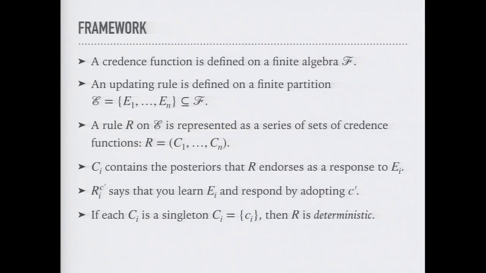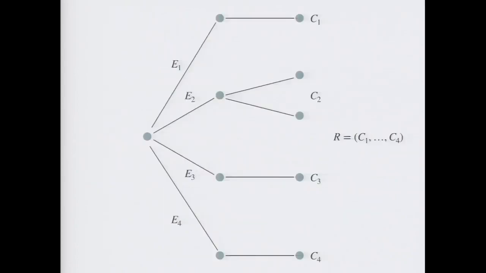And so what it means for a rule to be deterministic is just that each one of these is going to be a singleton set. Just that means that for each piece of evidence there's just one single unique credence function you think is the right response to that evidence. Okay, so that's the framework.